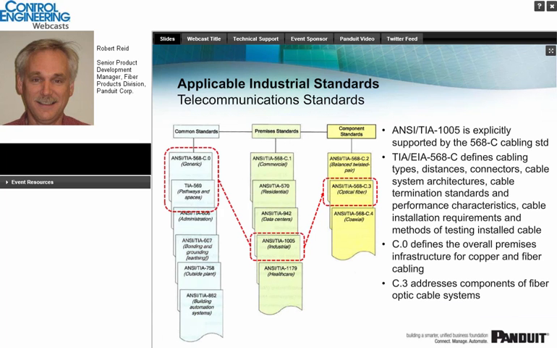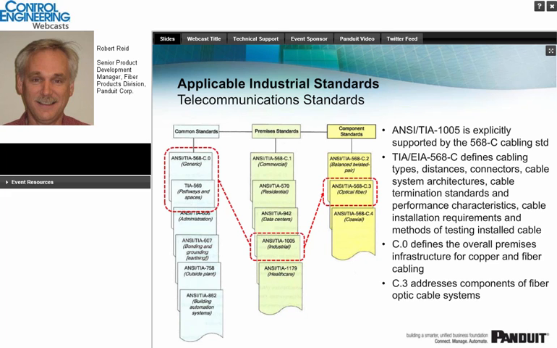So keying in on the standards that are important coming off of that 1005 standard, these are the common standards that to build a cable plant you would start to look at. And working from top left to right, we have the TIA 568C.0. So that's a generic standard that talks about what it takes in terms of a cable plant, the design of the cable plant, and definitions and so forth.